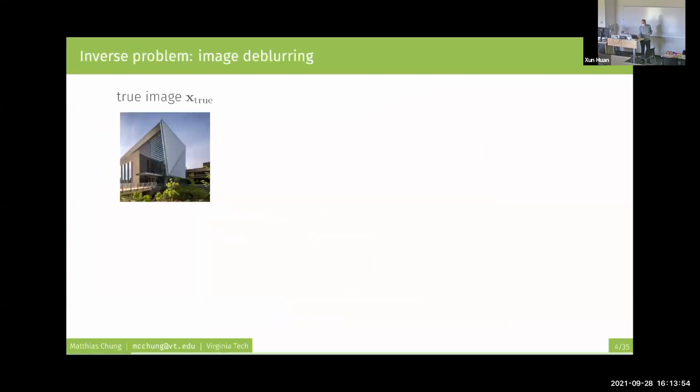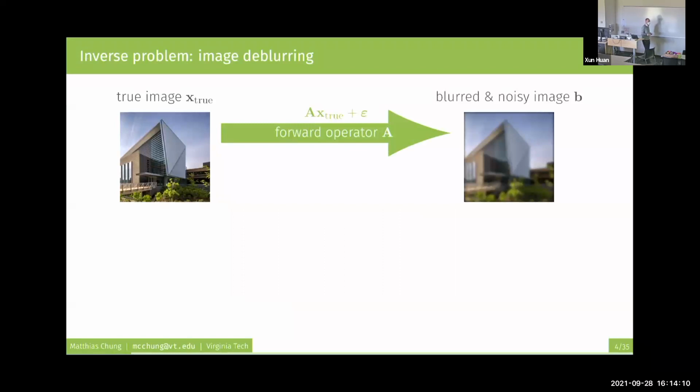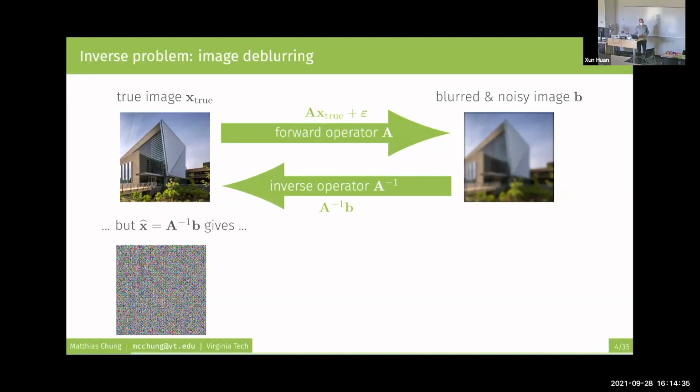What problems can arise? I found a wonderful picture on the internet of this building. Let's assume this is our true image, and that one we want to recover from some blurred image which we have. We just took a picture and we want to deblur it. So this operator A is square. All we need to do is take the inverse and look at what we get out. Taking the inverse, we could just do A inverse B, and that's what you get out. It has not much to do with the true image.